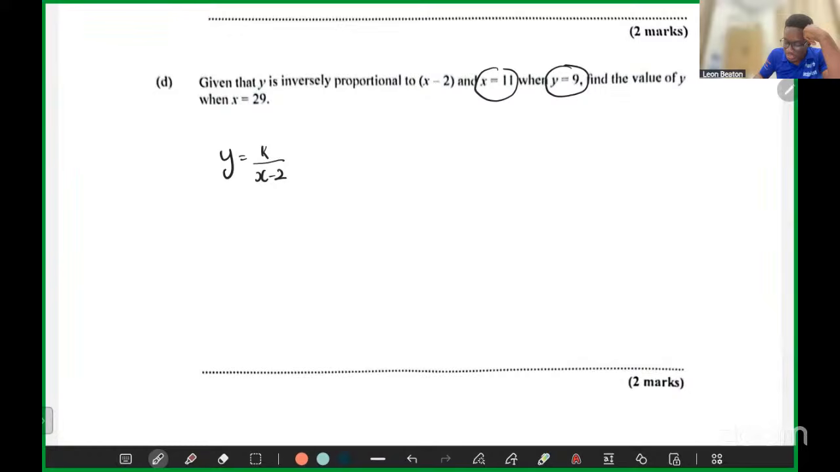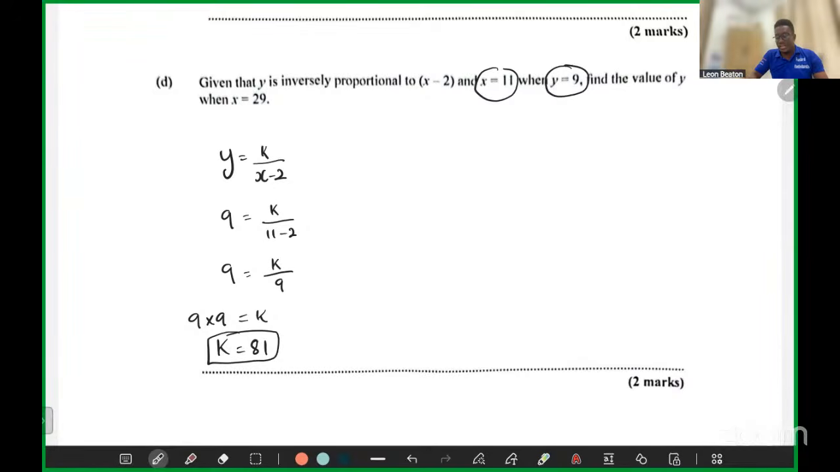It told us x is equal to 11 when y is equal to 9. So instead of y, we'll have 9 is equal to k divided by x minus 2, which in this case is 11 minus 2. So 9 is equal to k over 9. This 9 is dividing, so we take it over and multiply. We'll have 9 multiplied by 9 is equal to k. Hence k is equal to 9 times 9, which is 81. So the value of k for this question is 81, and that value of k for this question will not change.